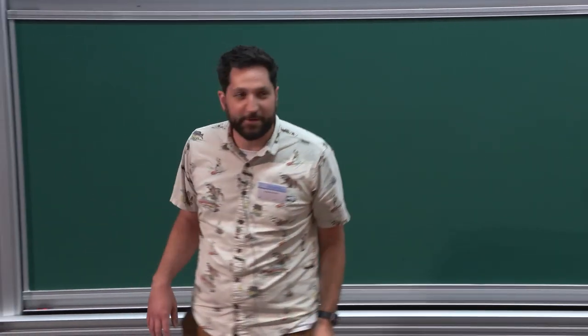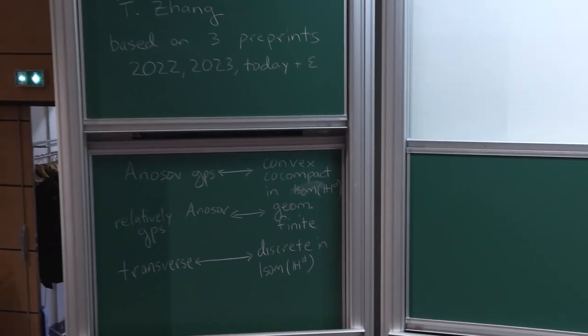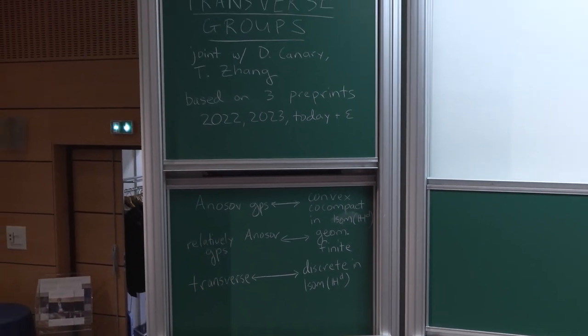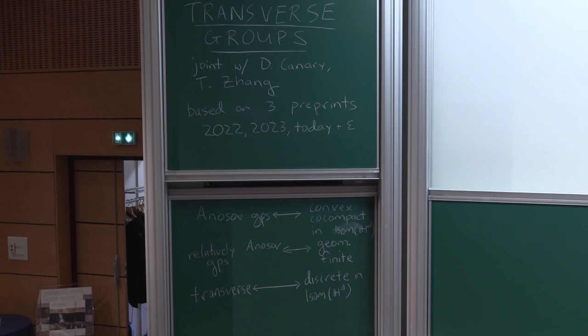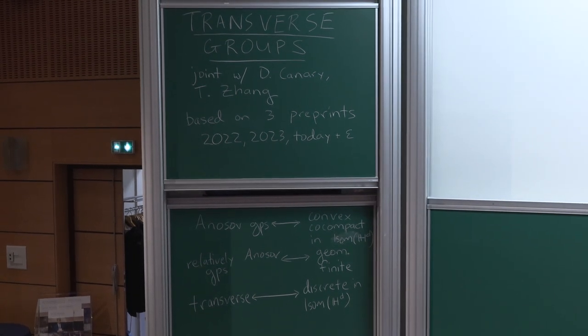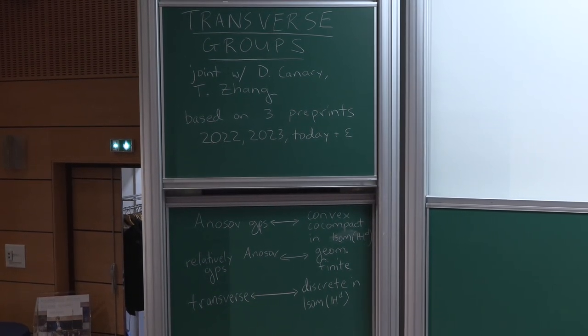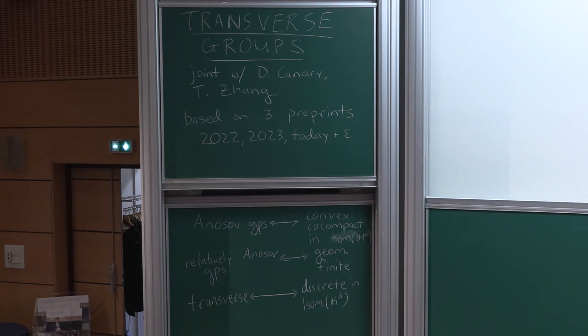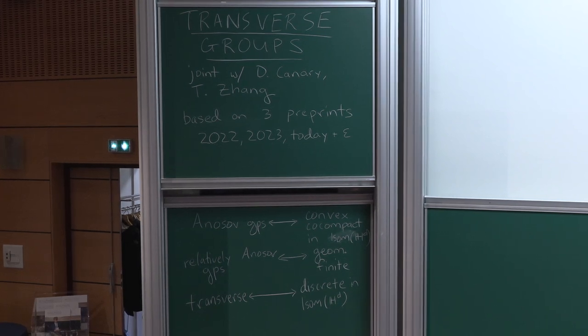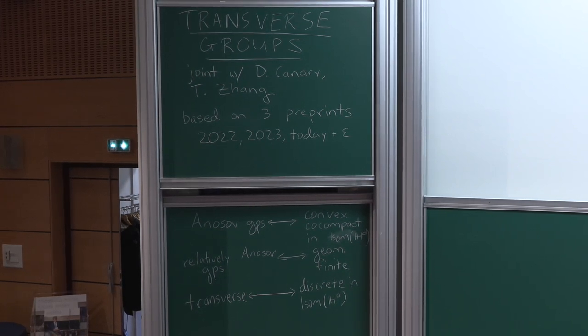As Tengren talked about, Anosov groups are sort of like higher rank analogs of convex co-compact groups in the isometry group of H^n. There are also these relatively Anosov groups, which haven't made too much of an appearance, except for the last talk. Those are the analogs of geometrically finite groups. And these transverse groups are the higher rank analog, or one higher rank analog, of just discrete subgroups of the isometry group of H^n.